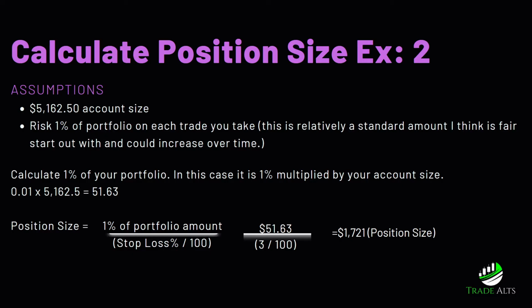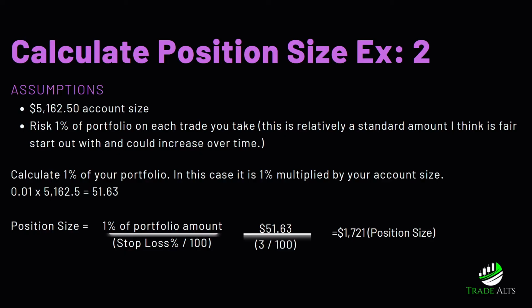Okay, so this is calculate the position size example number 2, the AVAX USDT trade that we just looked at. Your assumption now is that your account size is $5,162.50, which, if you remember, was your original $5,000 plus the $162.50 that we made in profit in the first trade. So that is your new account size.